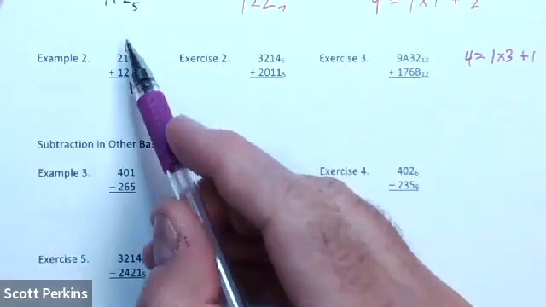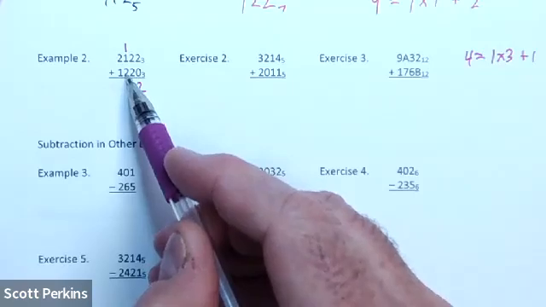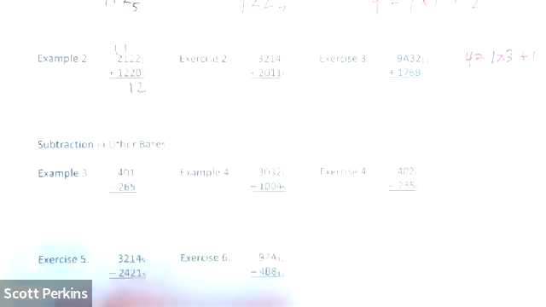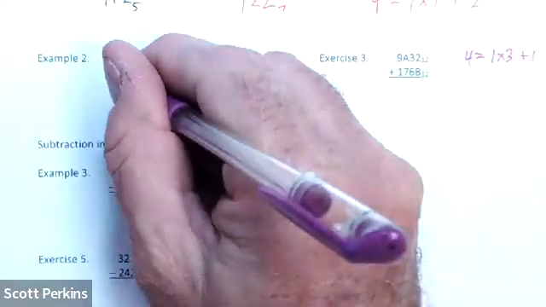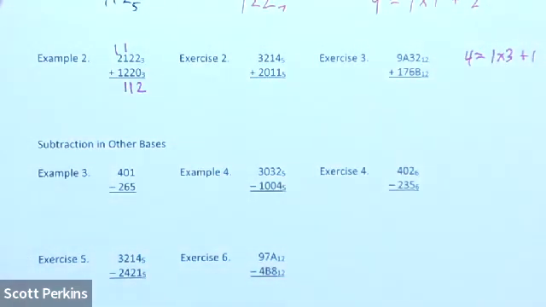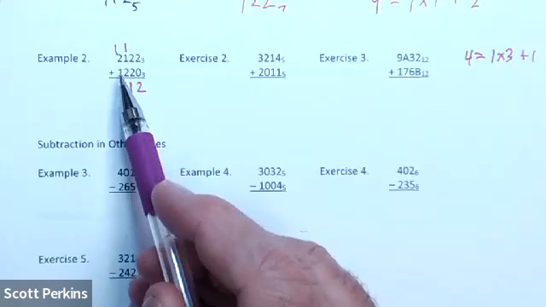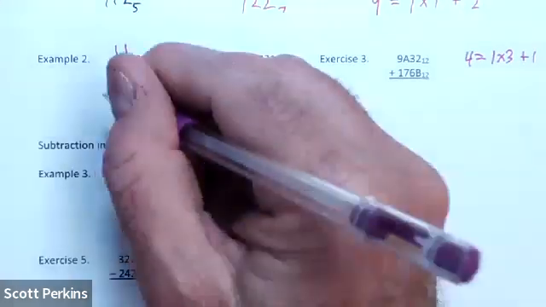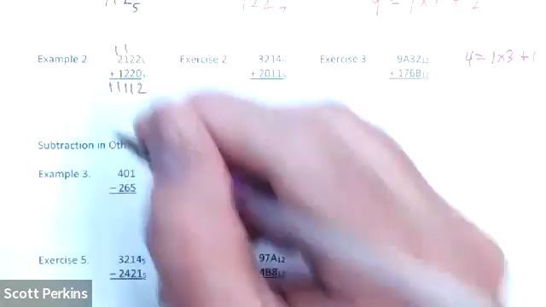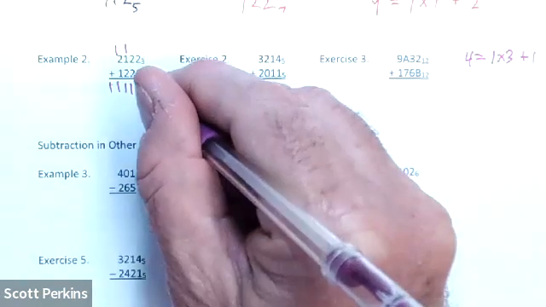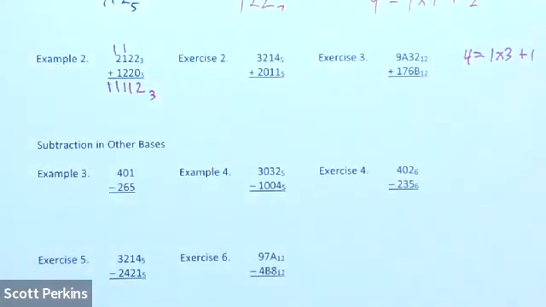The next column is 1 plus 1 is 2 plus 2 more is 4. So again, that's one full group of 3 and one left over. And then one more time, I've got one more column here. 1 plus 2 is 3 plus 1 more is 4. So again, that's one full group of 3 and one left over. And that whole calculation has been done base 3. So I'll put a little subscript there on the end just so that I know that it's base 3.